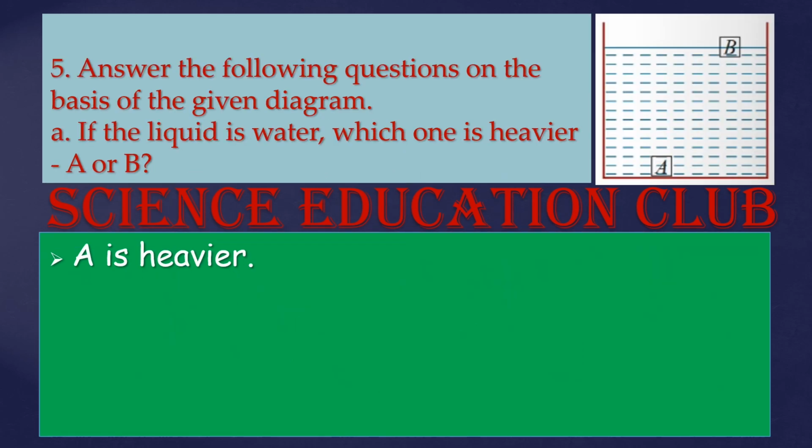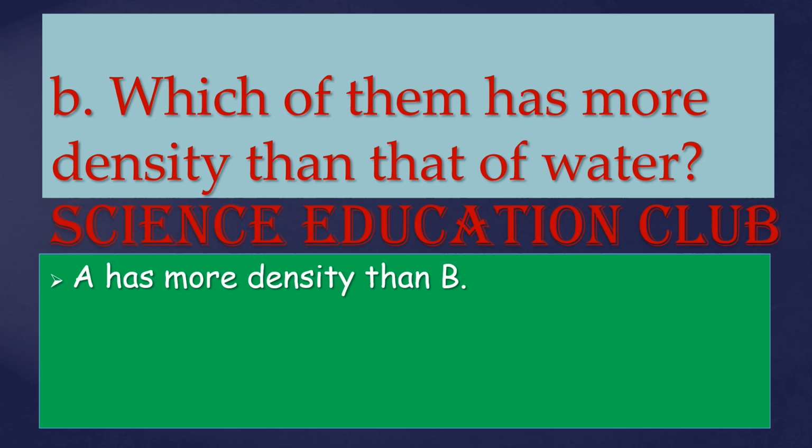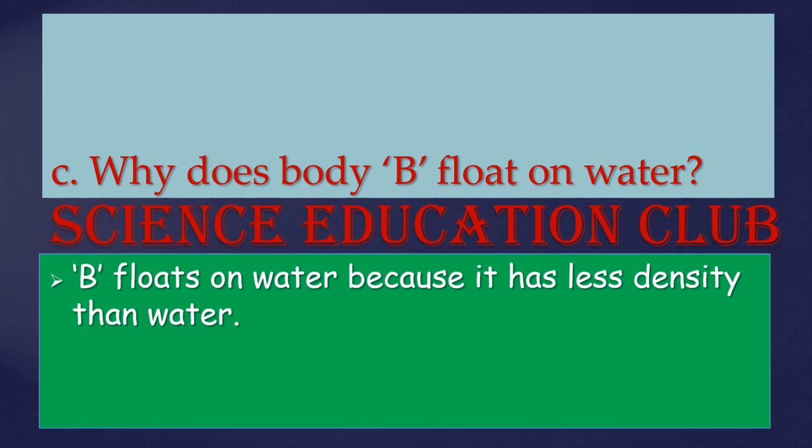Answer the following questions on the basis of the given diagram. If the liquid is water, which one is heavier, A or B? A is heavier. Which of them has more density than that of water? A has more density than B. Why does body B float on water? B floats on water because it has less density than water.